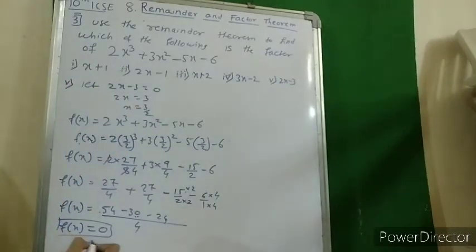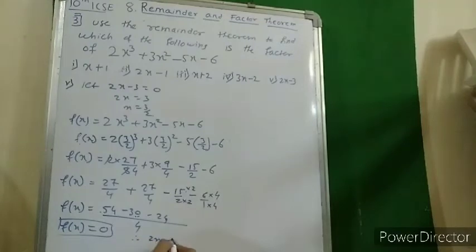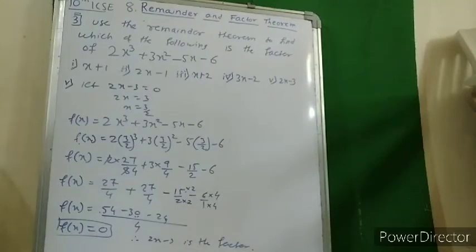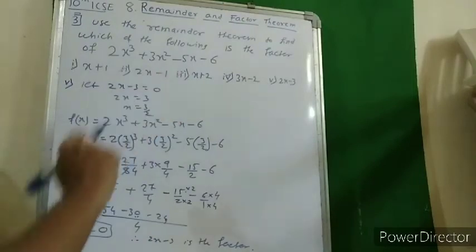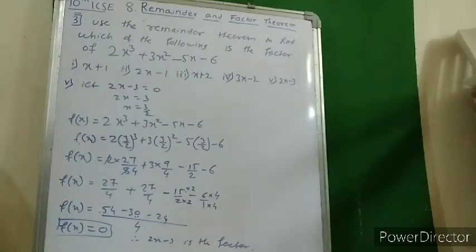Write the final statement. Therefore, 2x minus 3 is the factor. If the answer is not 0, you can say that whichever the divisor is, suppose x plus 2, so x plus 2 is not the factor. You will write a statement like that.